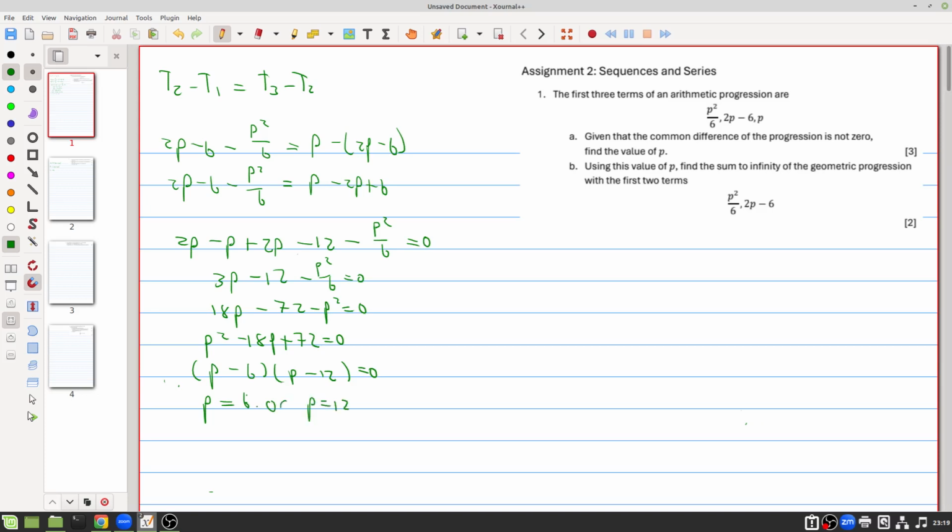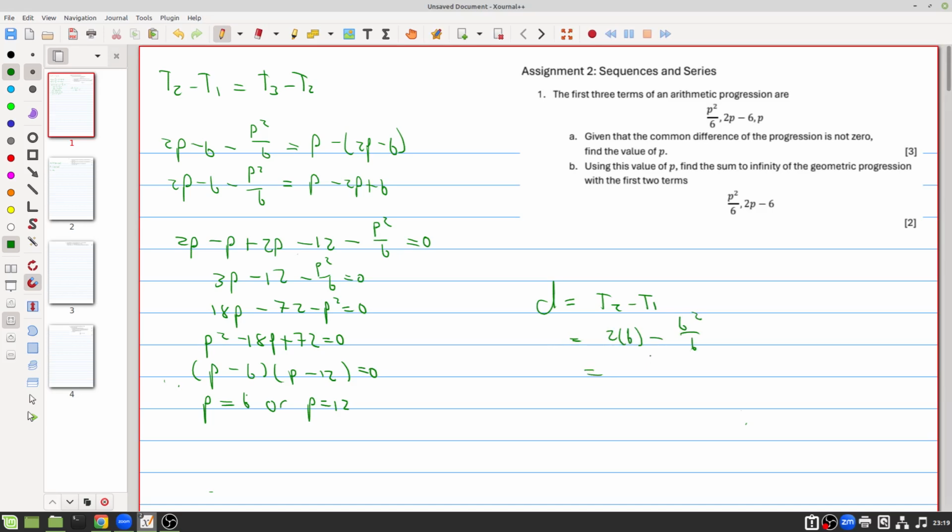Now how do we check which one is the correct one? Well, we substitute into p to see which one gives us 0 or which one does not give us 0, because we're not allowed to have 0 for our common difference. So our common difference is term 2 minus term 1, for instance. So let's try 6 first.